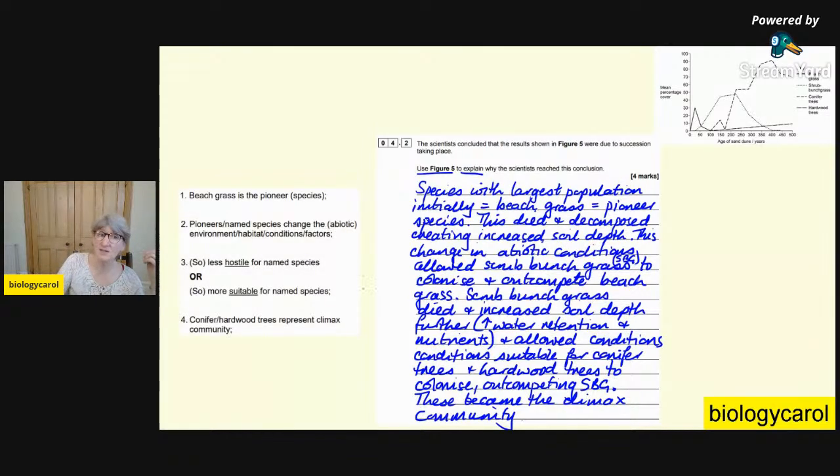Okay, so here's the mark scheme. So I got my mark point 1. I got mark point 2.